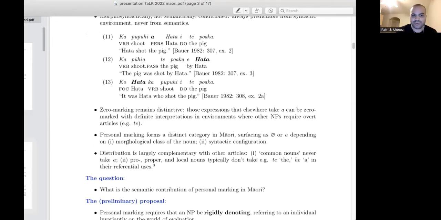So as I said, it's important to remember the zero marking remains distinctive. That is, it's always the expressions that elsewhere can take a that can be zero marked with definite interpretations. Common nouns can't do this. If you want to read them definitely, you have to put a definite article in front of them. And there's only very specific things that can be articleless, or without overt articles, in Maori.